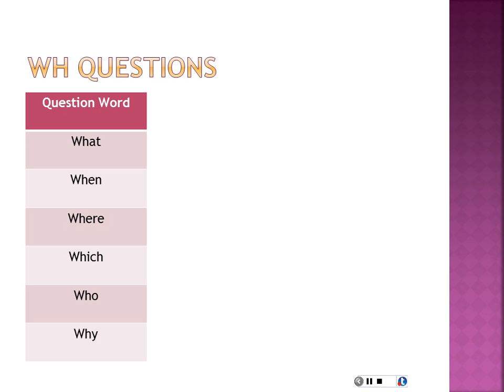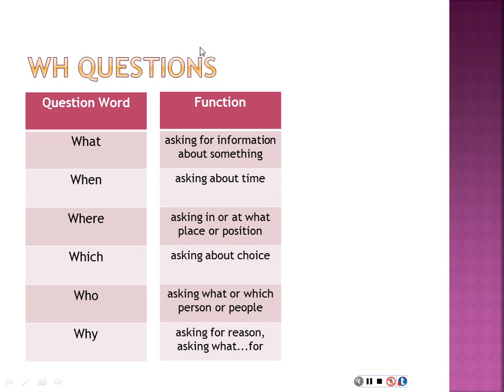Now in the next column we can see the function of each one. Let's start with the first one, what. We use it to ask for information about something specific. When: we ask about time, so every time you see when, it means time. So when do you sleep? I sleep at 1 o'clock, after midnight, and so on.